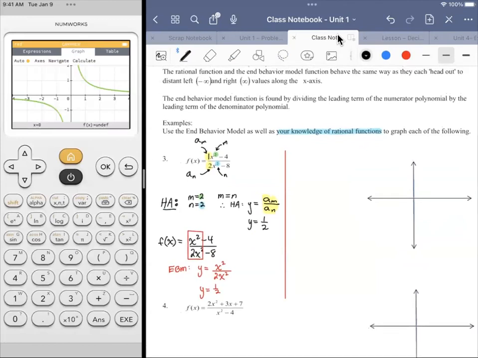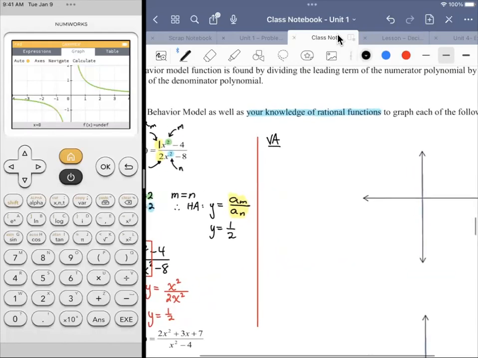So vertical asymptote, we would get that by setting the bottom of the fraction equal to 0. All right. So if there are any common factors between the top and bottom, though, we need to account for that. So I'm going to go back to my original function, f of x equals x squared minus 4 over 2x squared minus 8.